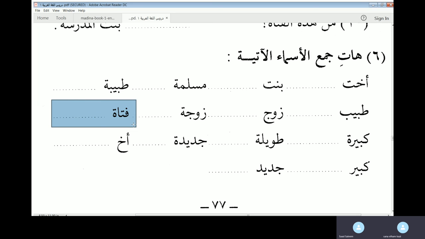Okay, Fatatun. Fatatun is young woman. Fatayatun is plural of young woman. Can you just repeat it, please? What is young man and young woman? Okay. Fata means one young man. Fityatun, plural young man. And Fatatun, one young woman. Fatayatun, plural young woman.